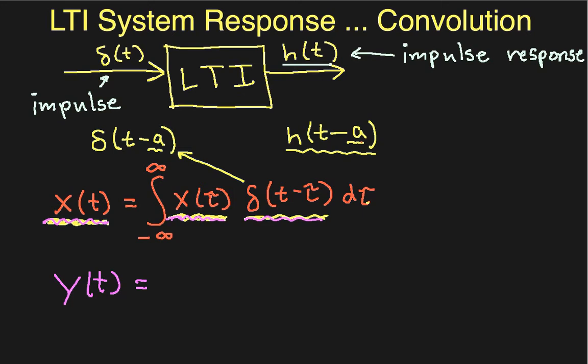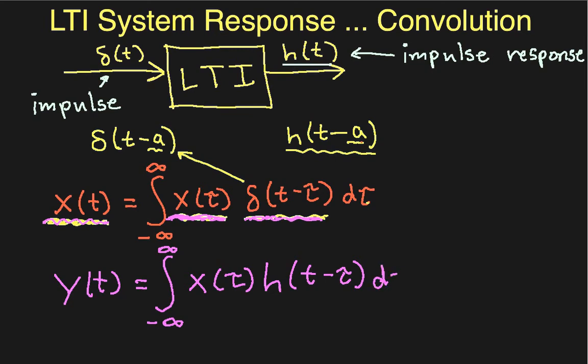And again, at this point, we can think of x of tau as being a constant in front of a delta of t minus tau, a shifted delta function. So my output can be written as the integral from minus infinity to infinity of x of tau times h of t minus tau d tau.